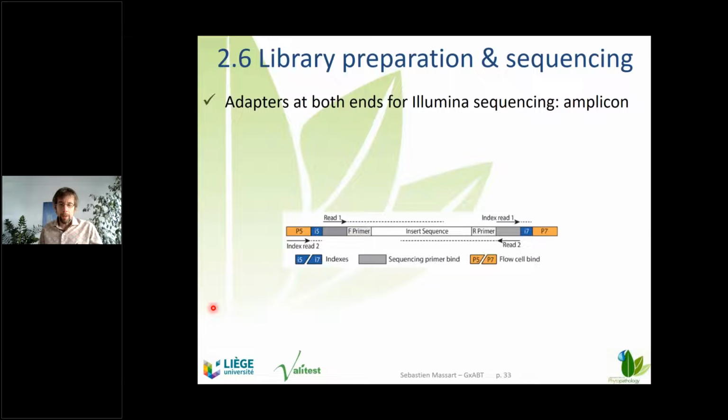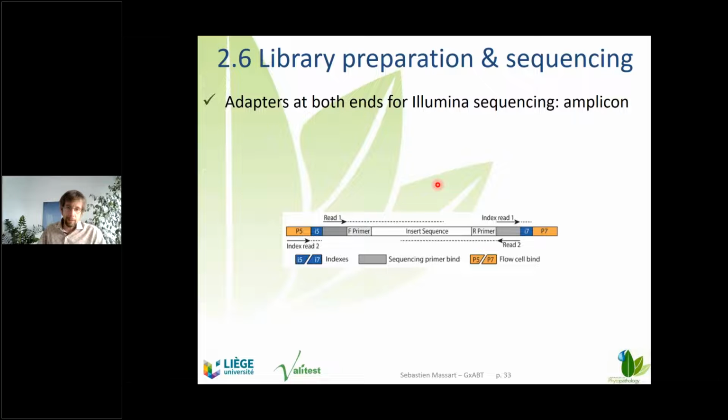What I wanted to explain, to go a bit more into detail, is the point of adapters. I mentioned to you there are adapters, but you can ask yourself, what are these adapters? What do they mean? Have a look here at the sequence. It's a library. The library is ready. You see we have an insert sequence. This is the sequence that has been amplified by a forward and a reverse primer. So pretty easy. You have generated a PCR to get the insert sequence. And for example, you will sequence this COI to analyze the insect population there.